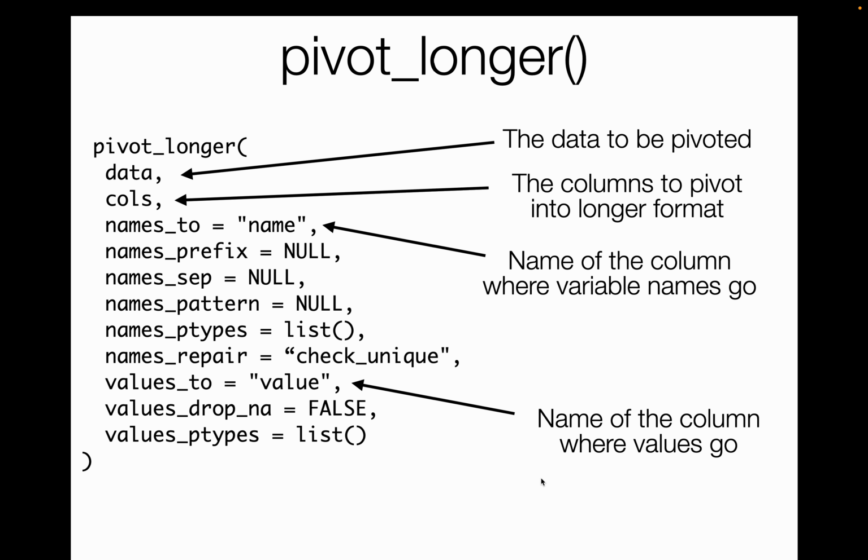And then there's names to and values to. When you pivot longer, depending on how many columns you don't pivot on, if there's one column you don't pivot on, you'll create 3 columns. If there are 2 columns you don't pivot on, you'll create 4 columns, and so on and so forth.